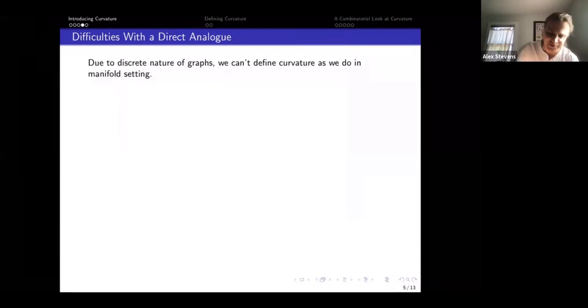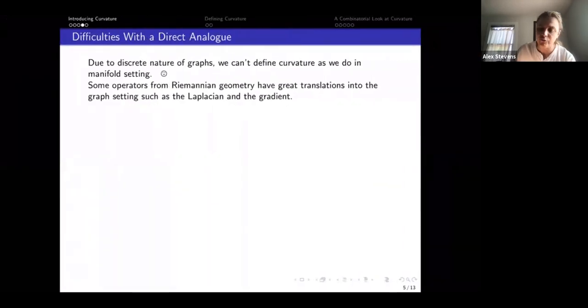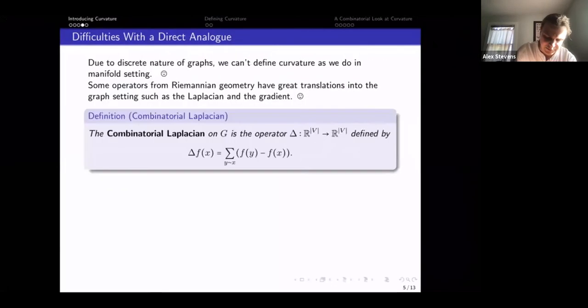But as we saw earlier, this graph Laplacian translates really, really well. And I guess by proxy, so does the gradient. So this is what we're going to do. We're going to be looking at the graph Laplacian. You may have seen this graph Laplacian defined in a couple of different ways. We're going to define it in this way.